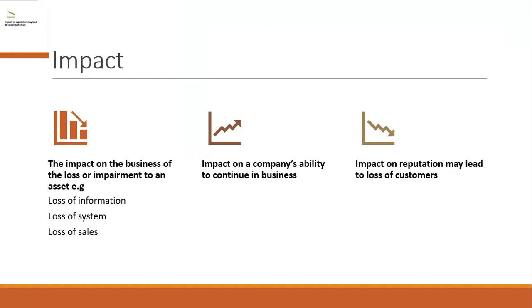So let's take a look at different impacts. The impact on the business of the loss or impairment to an asset includes the loss of information, the loss of critical systems, the loss of sales, the loss of share value, the loss of opportunities. In some cases, that could lead to an impact on our reputation, an intangible asset, because we can't necessarily put a price to our reputation. So the impact on our reputation may lead to a loss of customers, which may then lead to an impact on a company's ability to continue in business, because without information, we cannot continue in business for that long.